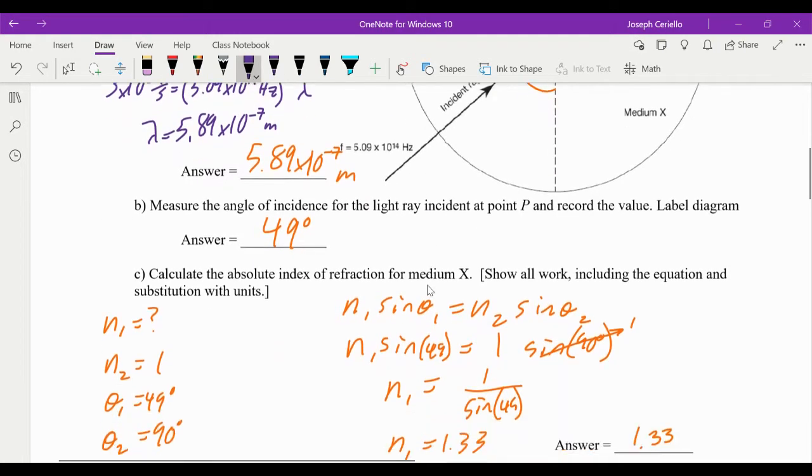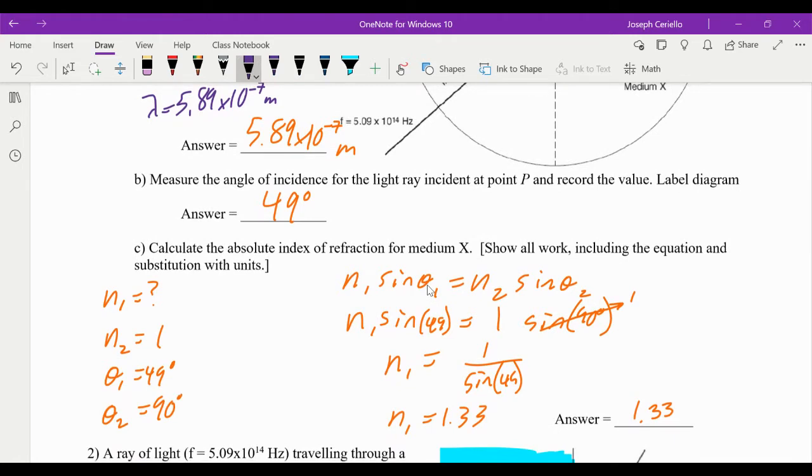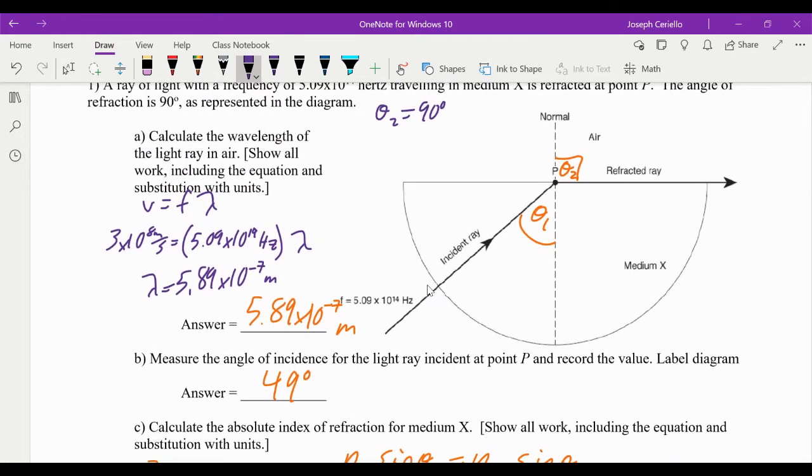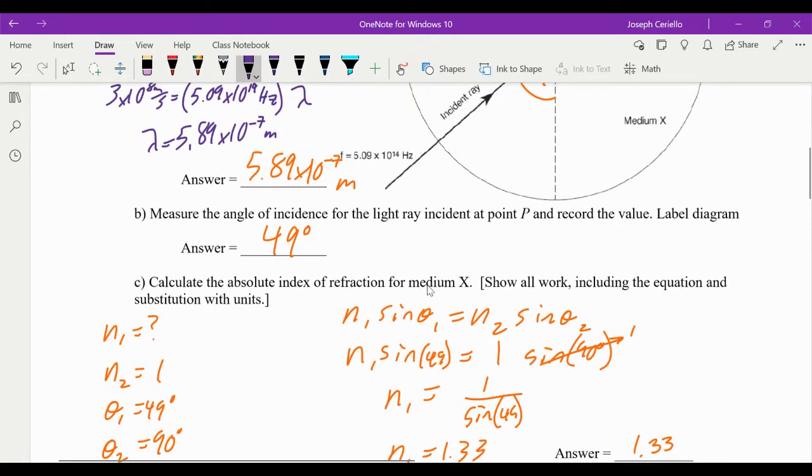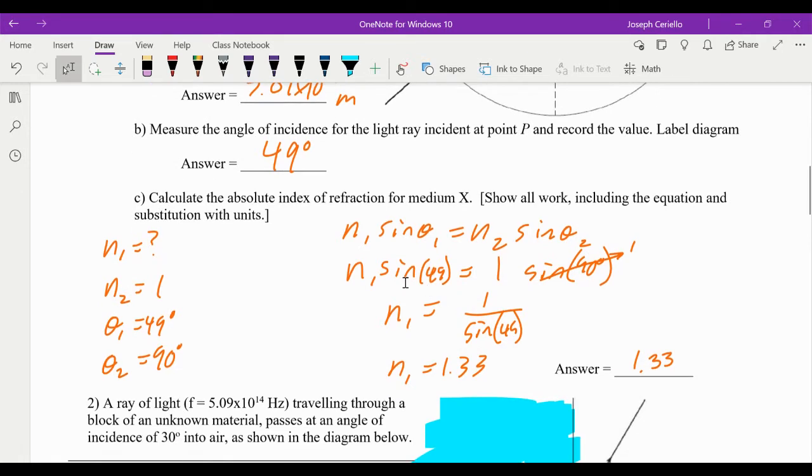All right, so we've established theta 1 is 49, theta 2 is 90 because it tells us that's the refracted angle. n1 is our unknown because we're starting in medium X and going into air, so air is n2. Here's the Snell's law calculation for it. We get an index of refraction for n1 of about 1.33.